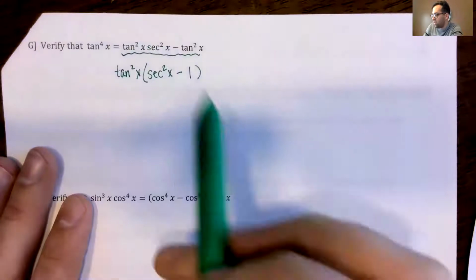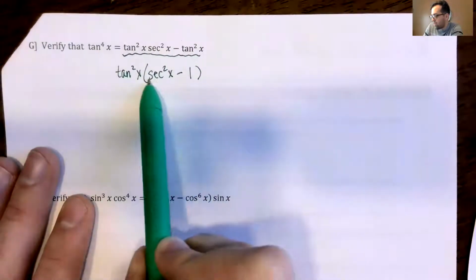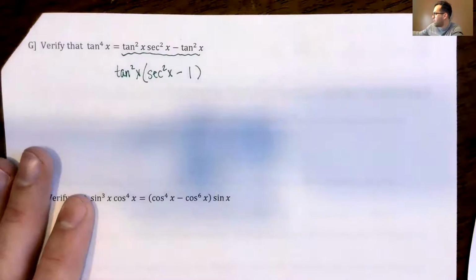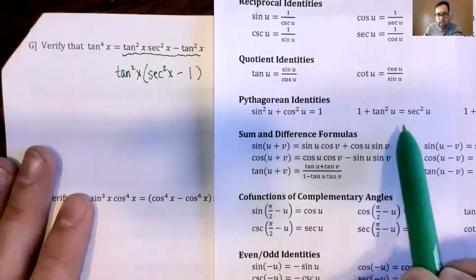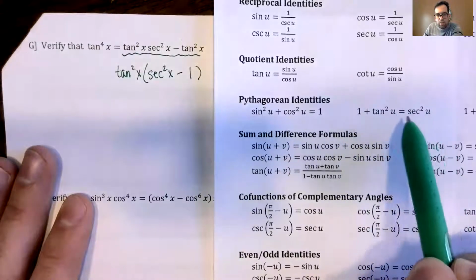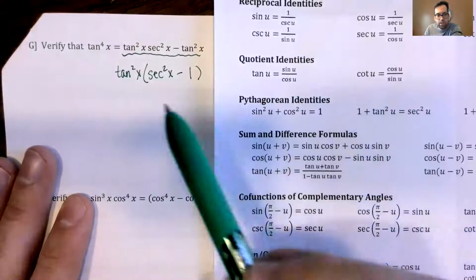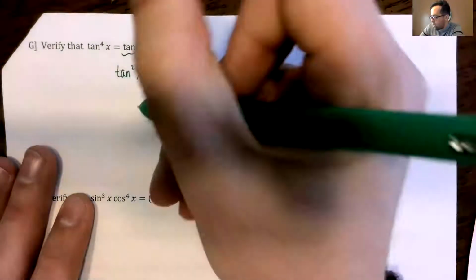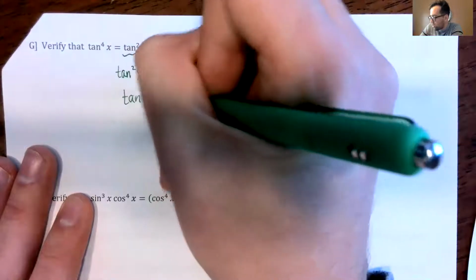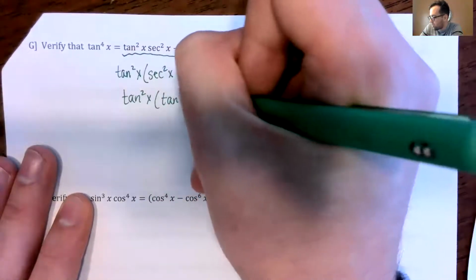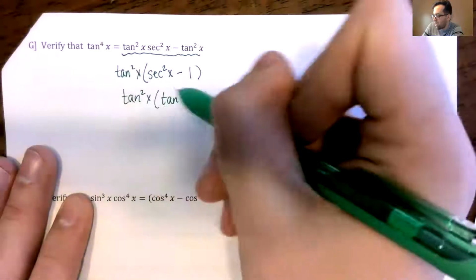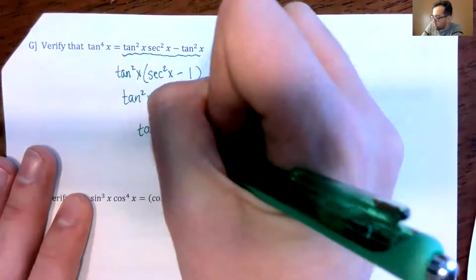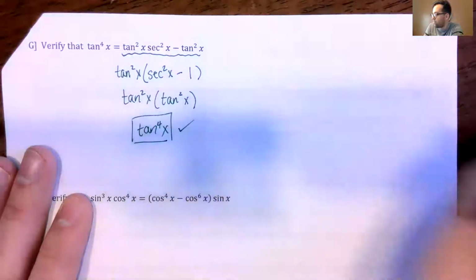So that then is making those alarm bells go off in my head. I got secant squared x minus 1. If I take a look at my formula sheet in the Pythagorean identities section, if I subtract this 1 to the right side, I'm going to get secant squared u minus 1 equals tangent squared u, which is exactly what I wanted. So we end up with tangent squared x times tangent squared x. And then I can multiply those together, which means I'm going to add the exponents and I get tangent to the 4th, which is what we wanted.